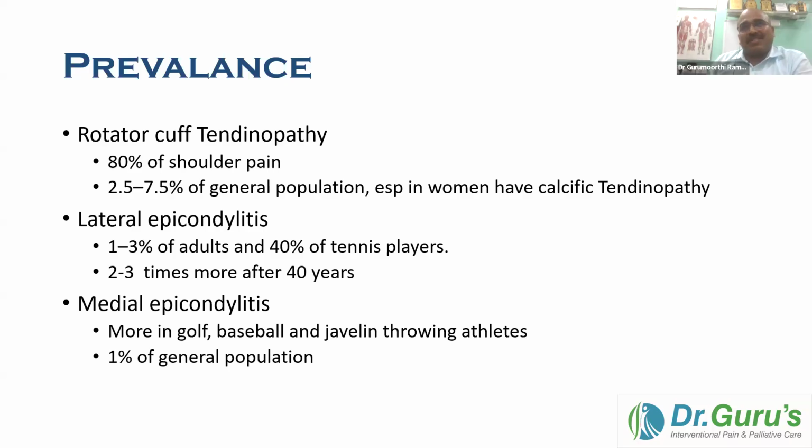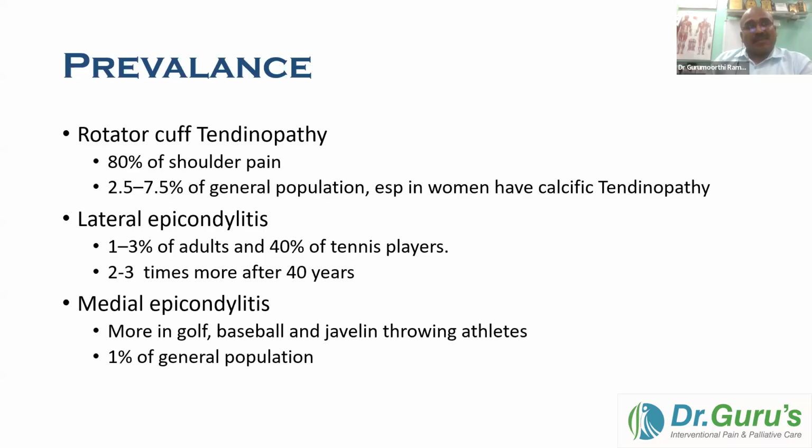Because tendinopathy, as I told, is a spectrum of diseases, right? Just for your interest, rotator cuff tendinopathy is the most common cause of shoulder pain. It's around 80%. It's very common in the general population, around 2.5 to 7.5%. And in women, we can put it in reverse: calcific tendinopathy will be more common in women, right?